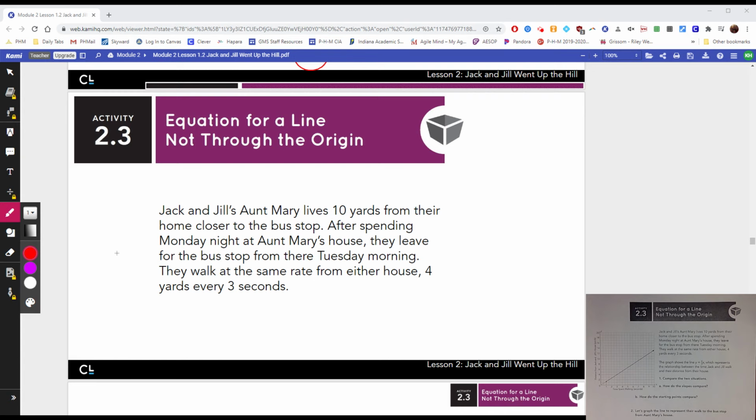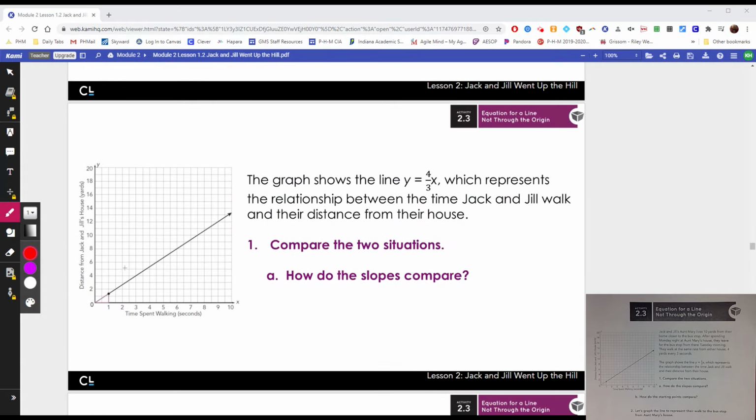This says Jack and Jill's Aunt Mary lives 10 yards from their home closer to the bus stop. After spending Monday night at Aunt Mary's house, they leave for the bus stop from there Tuesday morning. They walk at the same rate from either house, 4 yards every 3 seconds. The graph shows the line y equals 4/3 x, which represents the relationship between the time Jack and Jill walk and their distance from their house. We're going to compare these two situations.